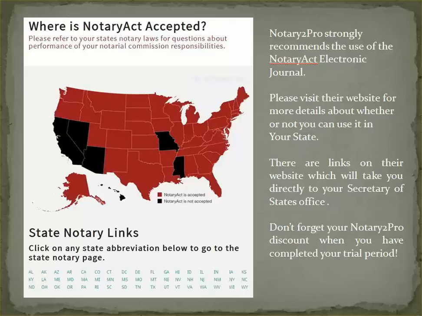Now there are a few states on here that are listed in black, and as of right now, those states do not accept Notary Act, so you do not want to use them. You want to continue to use your paper journal. Now there's links underneath here which do appear on their website. As you can see underneath, they have them abbreviated, just the initials of the states, but you can click on your state's initials, and that will take you directly to your Secretary of State's office, and they can give you more information if you're looking for it.